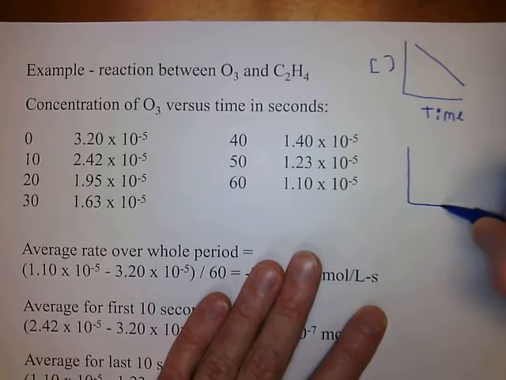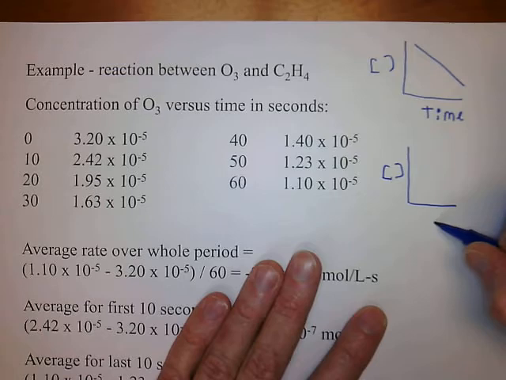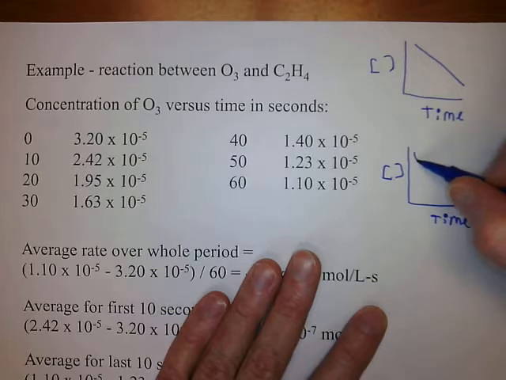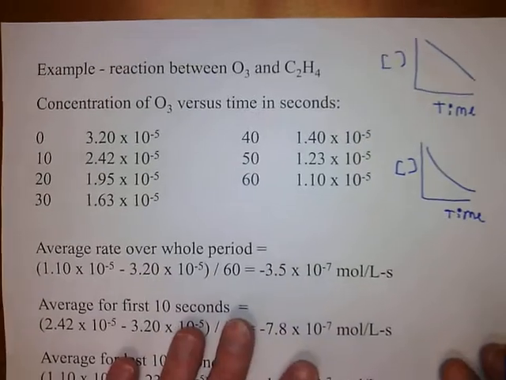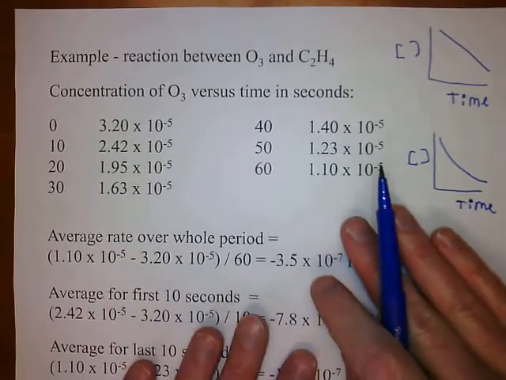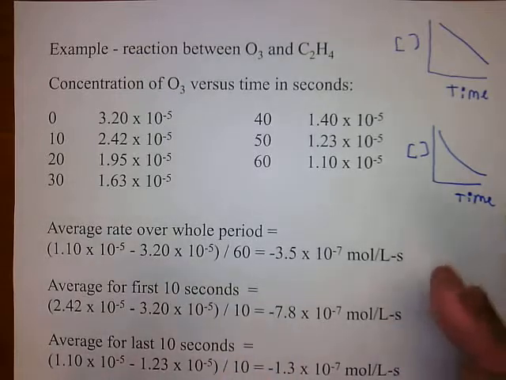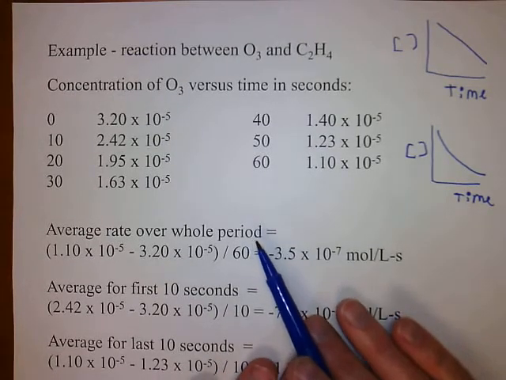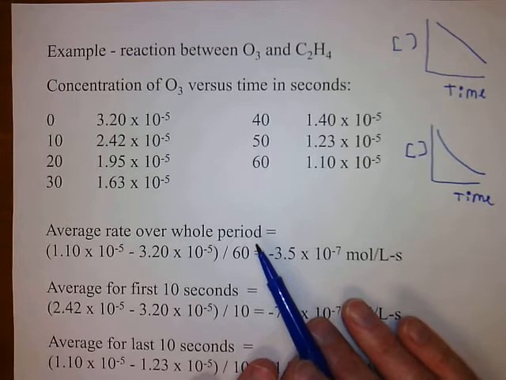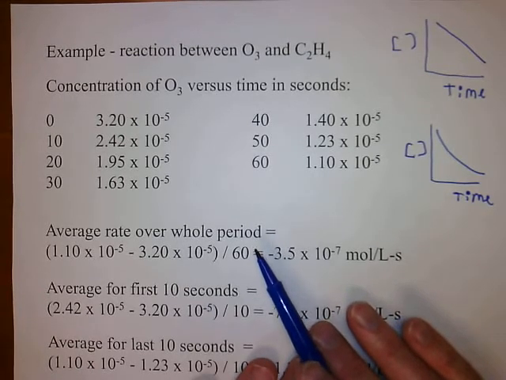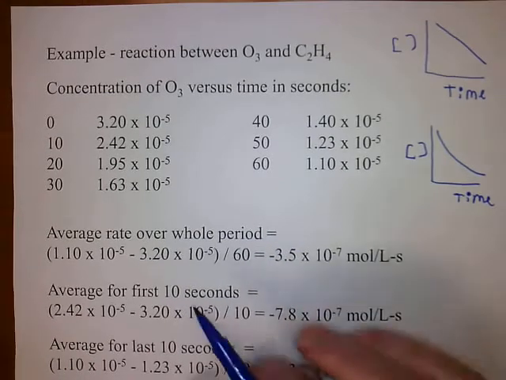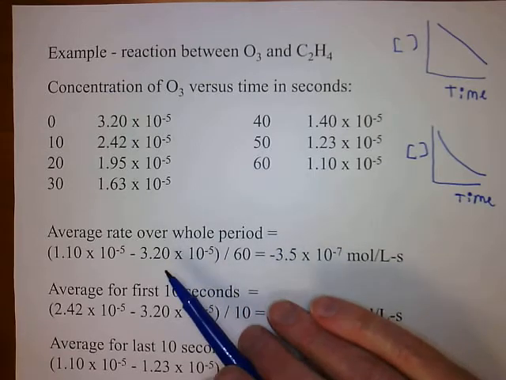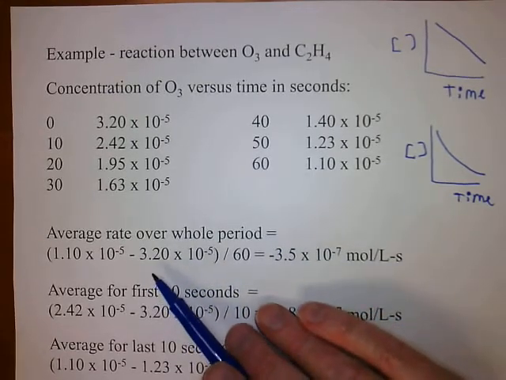If you were to graph concentration versus time, it would not be this nice straight line. It would look more like this, because the reaction is starting out fast and slowing down. But the whole point here for this slide is that the average rate depends on the time interval taken. Okay, so if you do the average rate over the whole period, you do the change in concentration over change in time. Okay, so again, this pops up again. Change is always final minus initial.